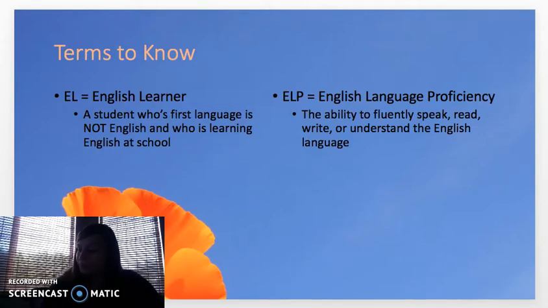So, sorry, cell phone. So I thought I would give a couple terms to know.